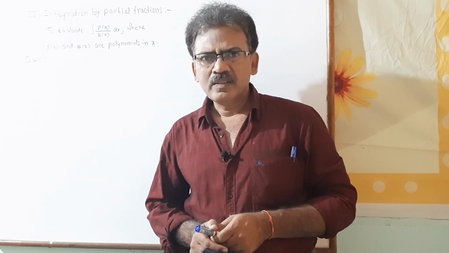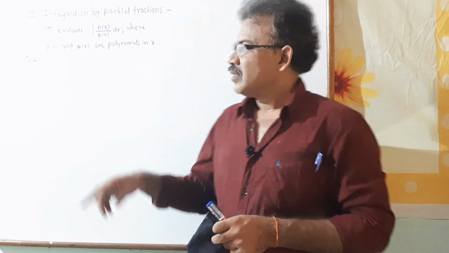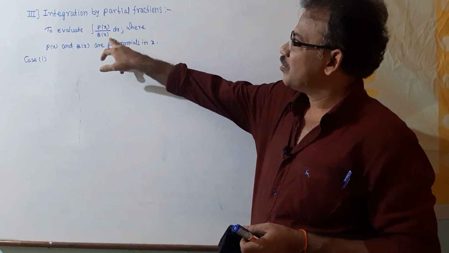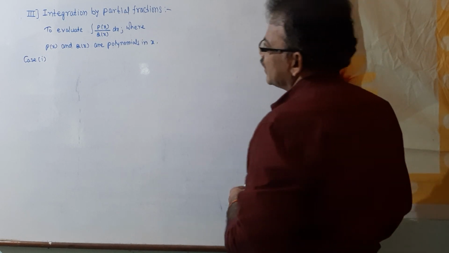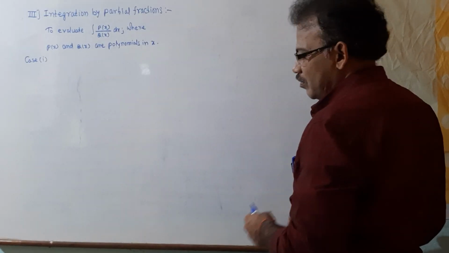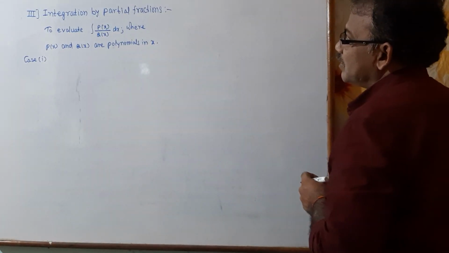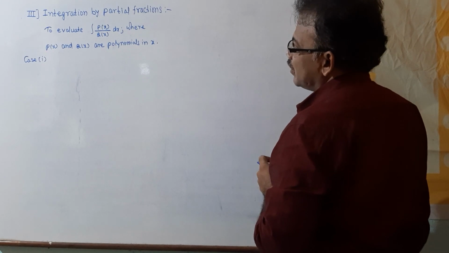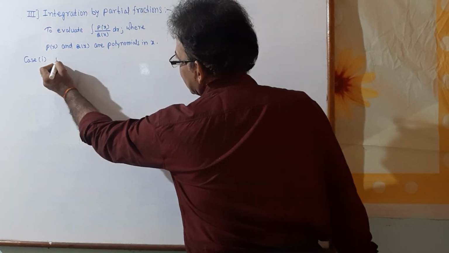So note that in this method we have to evaluate integrals of this type: integration of p of x divided by q of x dx. Note that there is always a ratio, where p of x and q of x are polynomials in x. So in the third method, integration by partial fractions, there is always a ratio of two polynomials, p of x divided by q of x.